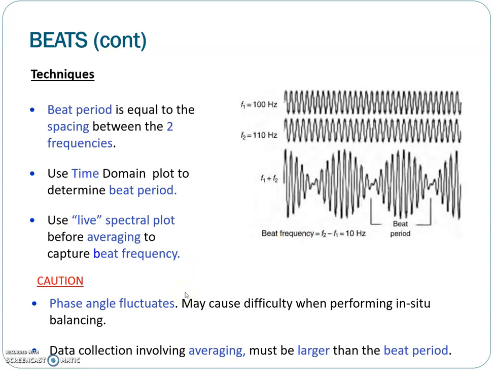In vibration data collection, it is recommended that the data acquisition time for each block is larger than the beat period, so that the signal captured in each block is consistent before sending for averaging. Or else, the amplitude will be fluctuating in each block and giving non-consistent amplitude even with averaging.